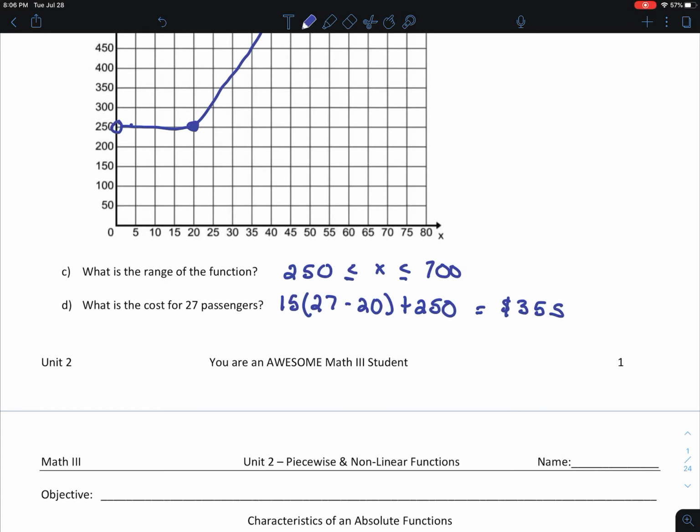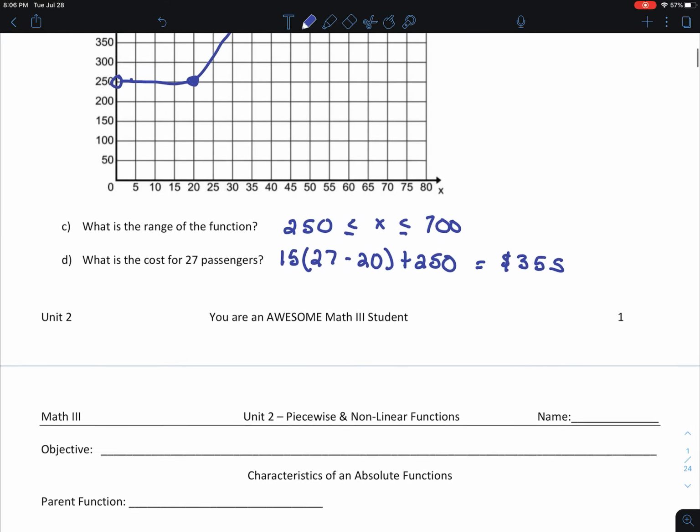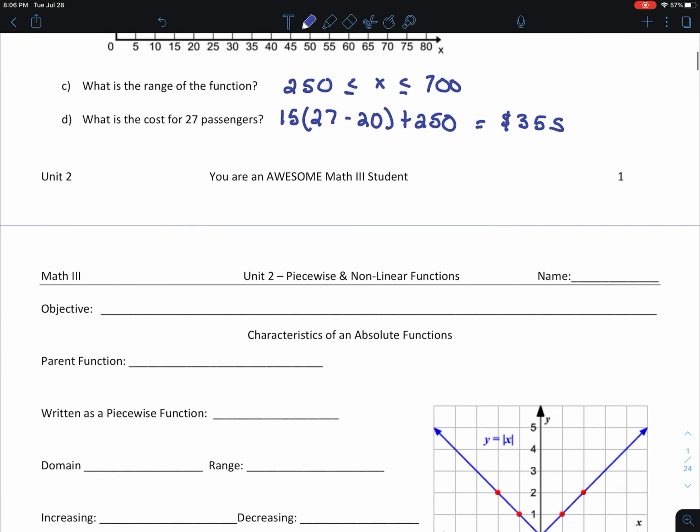And how much would you pay for 27? We'd put in 27 for X. So 27 minus 20 is 7. 7 times 15 plus 250 should give you about 355.